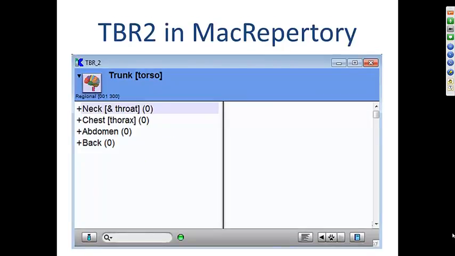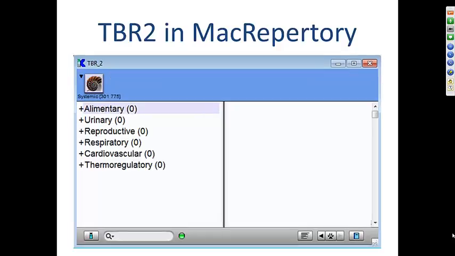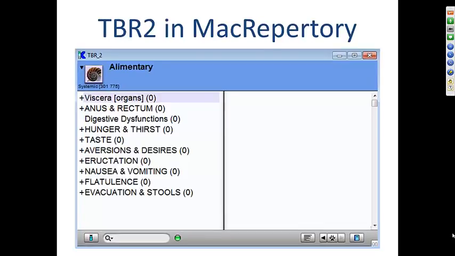Under the trunk, we'll have the neck, the chest, the abdomen, and the back. And under extremities, you'll have the upper limbs and the lower limbs. And then under the systemic chapter, you'll have the alimentary canal, the digestive system, the urinary system, the reproductive system, the respiratory system, the cardiovascular system, and the thermoregulatory system. The alimentary canal will include things like the internal organs of the digestive system, the anus and the rectum.